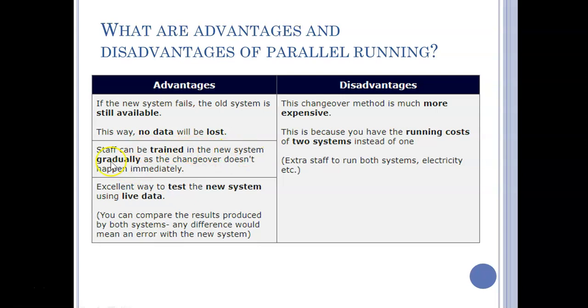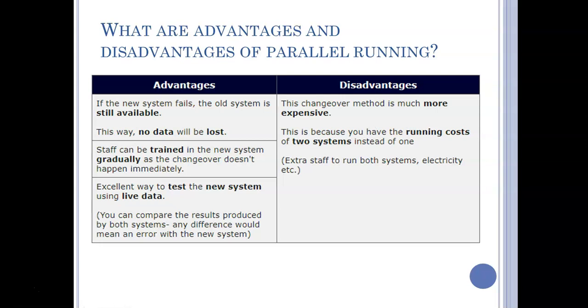Staff can be trained in the new system gradually, as a changeover doesn't happen immediately. It's an excellent way to test the new system using live data. The disadvantages, though: this changeover method is more expensive. This is because you have running costs of 2 systems instead of 1. So you have to have extra staff, you'll have to pay, your electricity bill might be higher, but these are the advantages and disadvantages of parallel running.